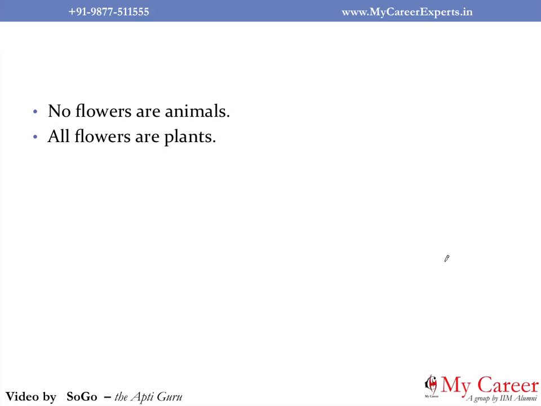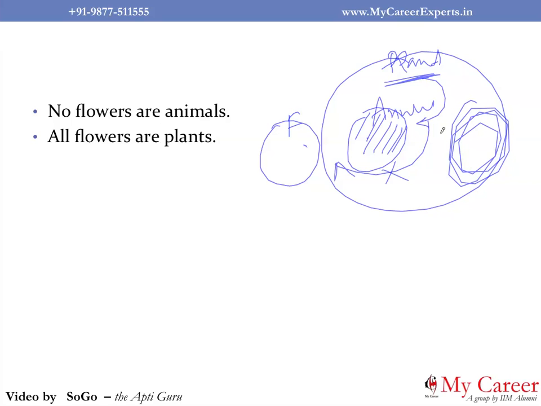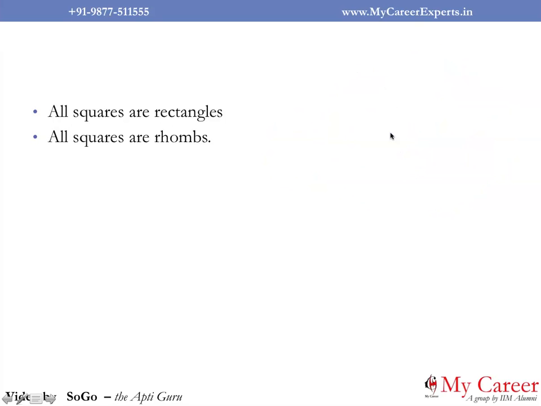No flowers are animal. So here we have flower, here we have animal. All flowers are plants. So some plants which are animals are not flowers. We don't know about this plant, but we know definitely that this plant which is animal is not a flower.